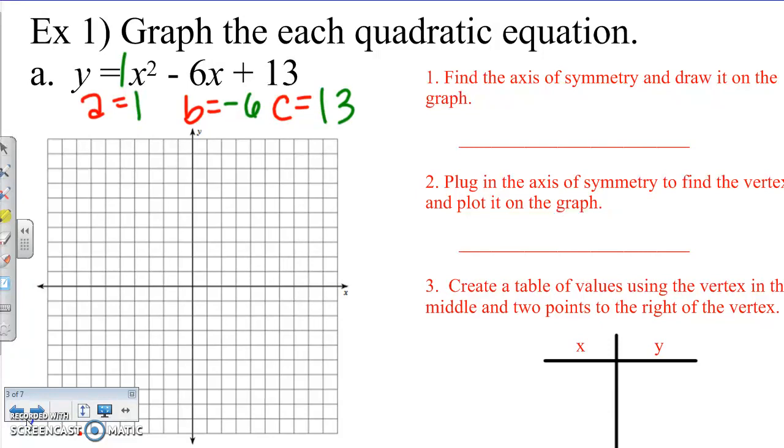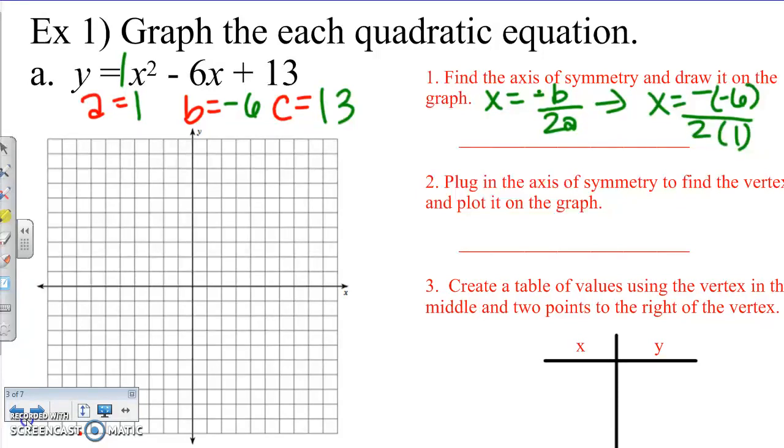So, my axis of symmetry is found by taking the equation negative B over 2A. So, negative B, I have the negative from the equation, and then B was negative 6, over 2 times 1. Now, negative negative 6 is going to give me a positive 6, and 2 times 1 is 2. 6 over 2 is 3. So I'm going to go ahead and draw in my axis of symmetry over here. My axis of symmetry is at x equals 3.